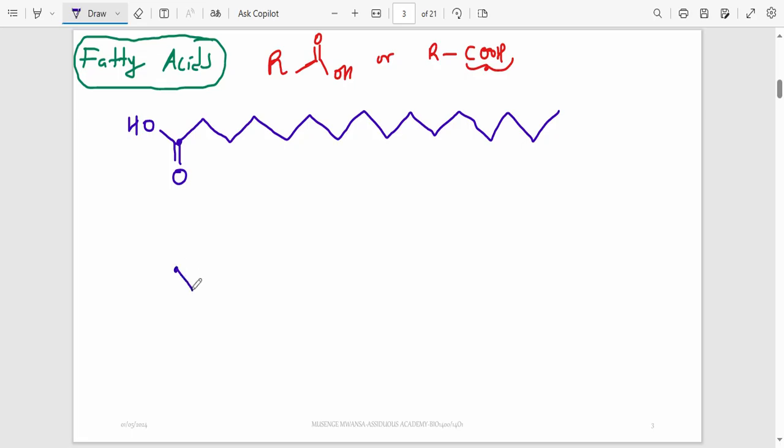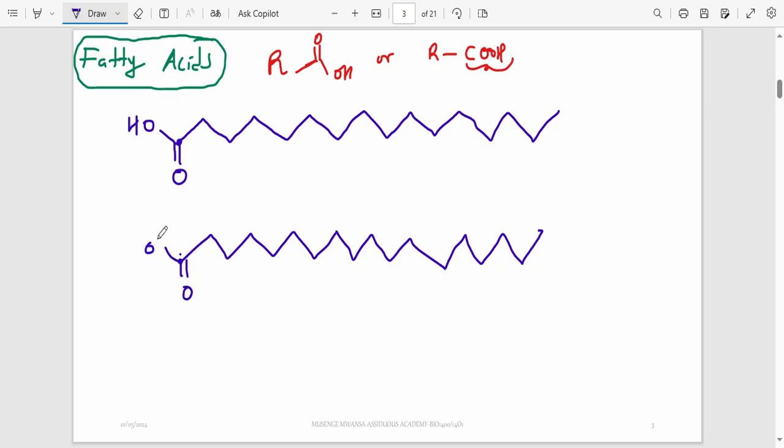Carbon 1, 2, let me write it the way I've written the other one. Carbon 1, 2, 3, 4, 5, 6, 7, 8, 9, 10, 11, 12, 13, 14, 15, 16, 17, 18. I'm also going to put it like that. But for this one, let me put a double bond somewhere. So 1, 2, 3, 4, 5. Let me have a double bond here. So I've got two fatty acids that you can see on the screen.